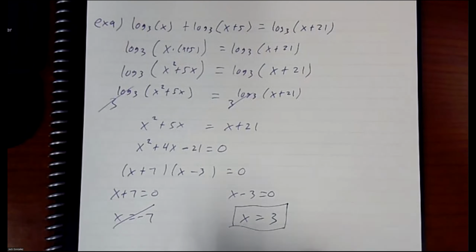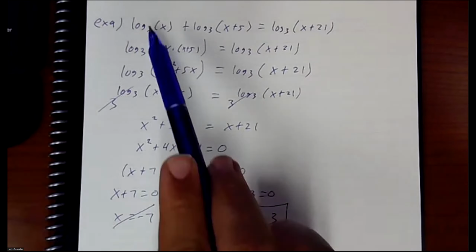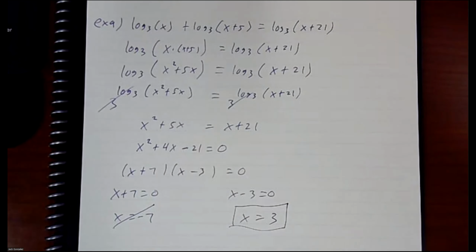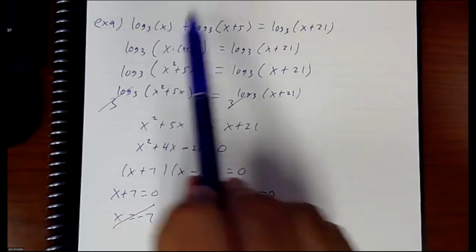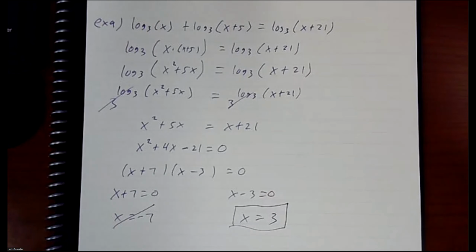If you don't see it, just plug it in and see if you get an error. In your calculator, plug in negative 7 all the way through. If you get an error, you can't use that solution. If you plug in 3, you will get the same thing on both sides, which makes it a solution. Okay.